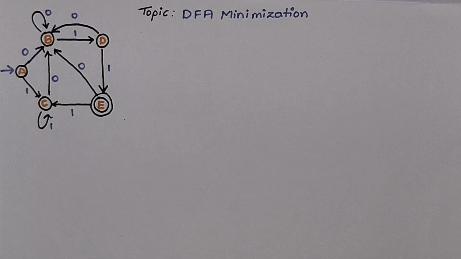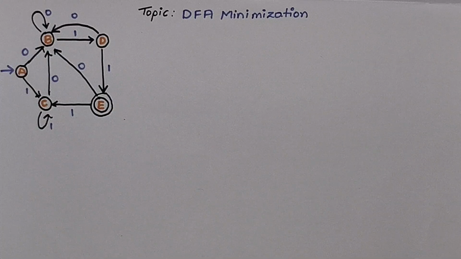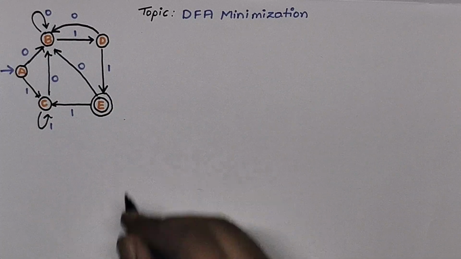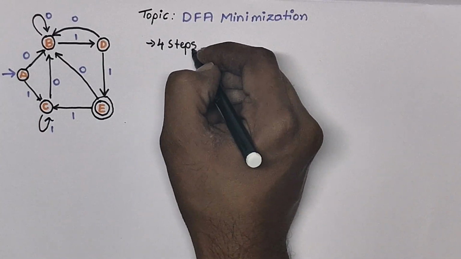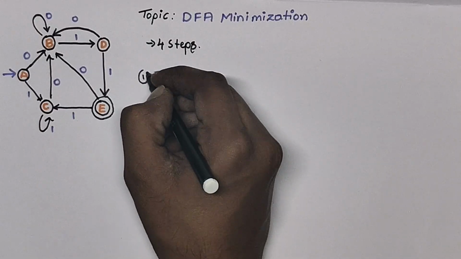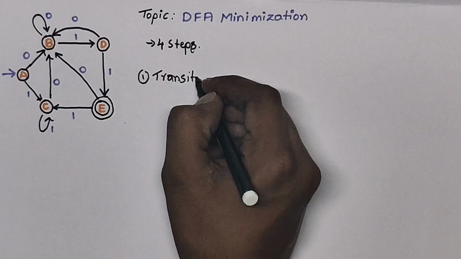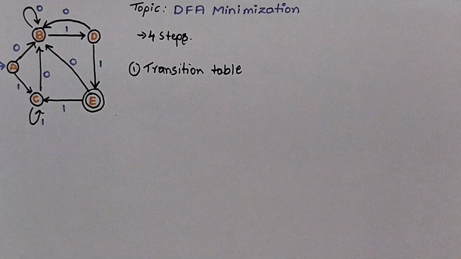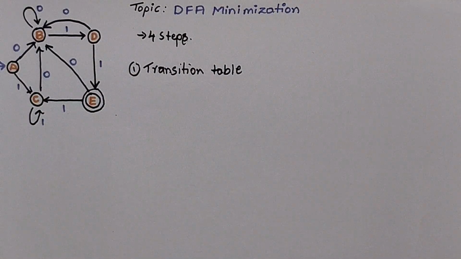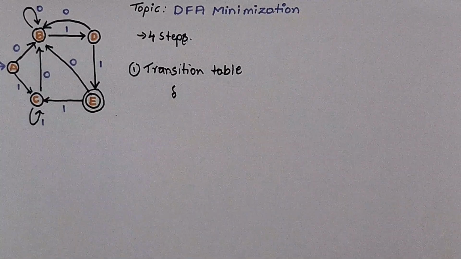Hello everyone. In this video, let's discuss how to solve the DFA minimization problem in theory of computation very easily. Here we will be using only 4 steps to solve this problem. Only 4 steps. The first step is to write the transition table. We will be using the diagram or the graph which has been given in the question to write the transition table.